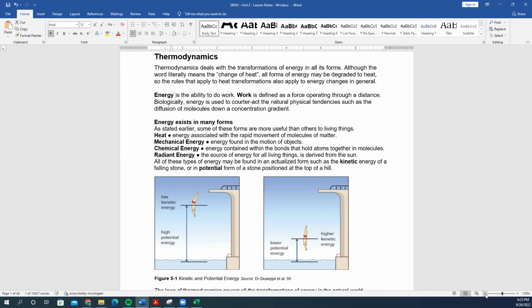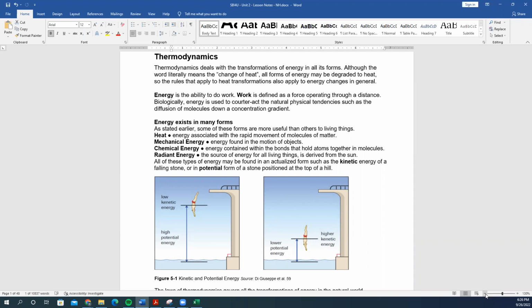So energy can exist in many, many forms. And as we talked about earlier, some of these forms are more useful, some of them are less useful, as they apply to how living things might want to use them. Let's talk about some of these forms of energy. They can be in the form of heat, mechanical energy, chemical energy, radiant energy. Heat energy is the energy associated with the rapid movement of molecules in matter. That movement of molecules produces heat.